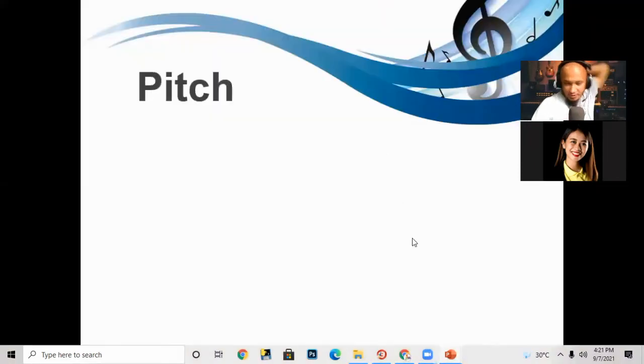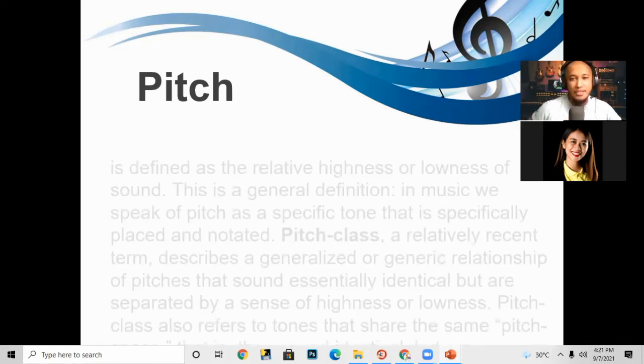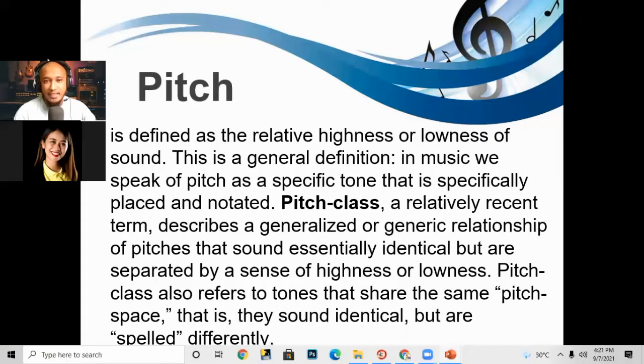Okay. So the first element that we're going to learn for today, first we have the pitch. Talking about pitch, it will differentiate whether it is a high pitch or a very low pitch. Meaning, gaano kataas or gaano katinis yung boses or gaano kababa. So let's proceed with the pitch. It says here that it is defined as the relative highness or lowness of sound. So anything that goes up and goes down, that can be classified with regard to pitch. Okay, this is a general definition.